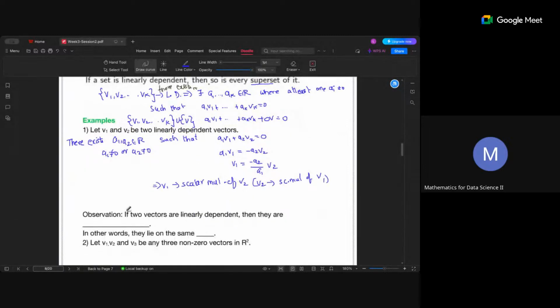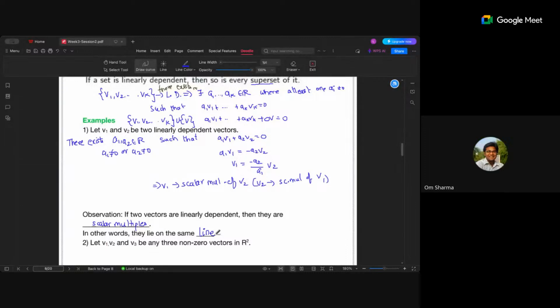Okay, so what is the observation? If two vectors are linearly dependent, then they are scalar multiples of each other. In other words, they lie on the same line. Yes, ma'am. Two vectors being linearly dependent means they are lying on the same line.